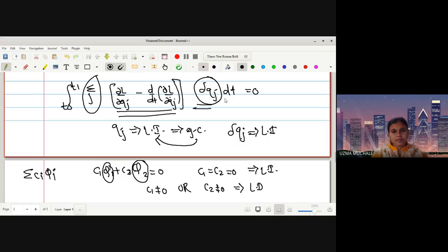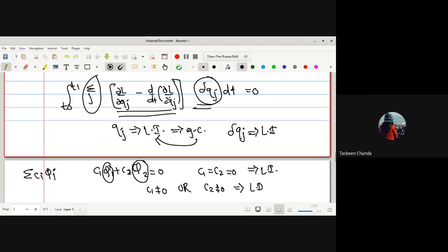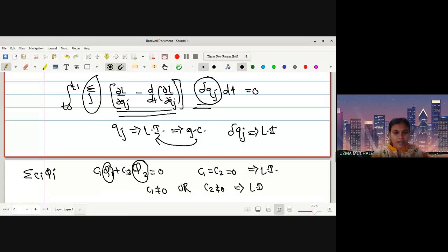Okay, C1 Phi1 plus C2, we have written like this. Here also, when we run the summation over j, the first term will be with respect to Q1, second Q2, Q3 and so on.